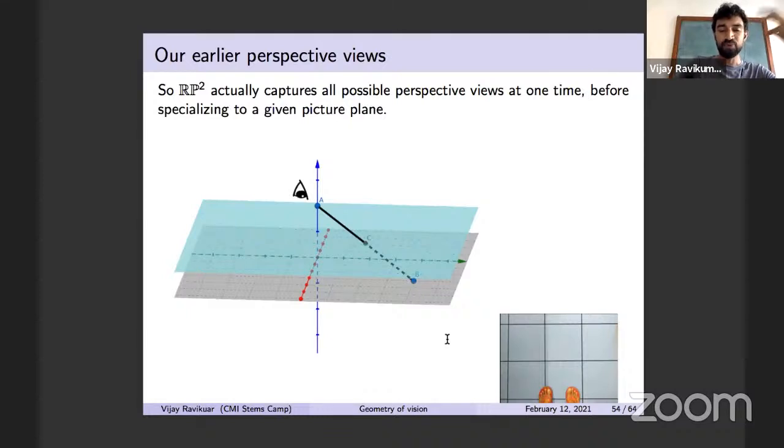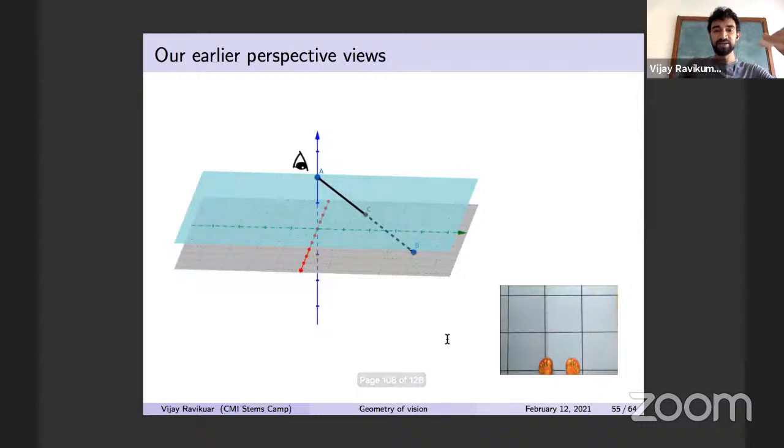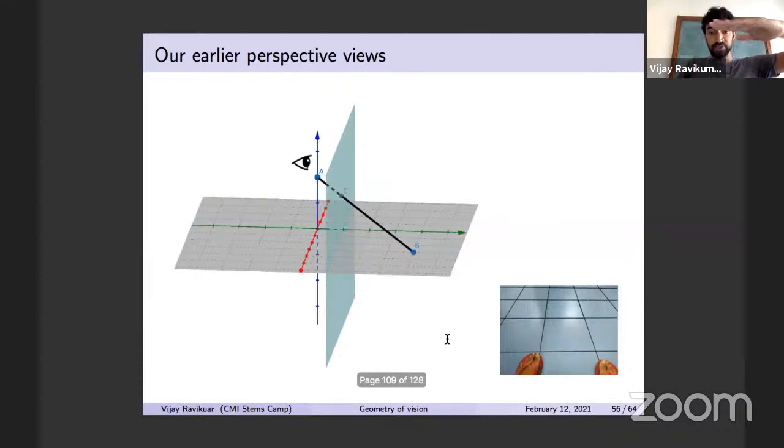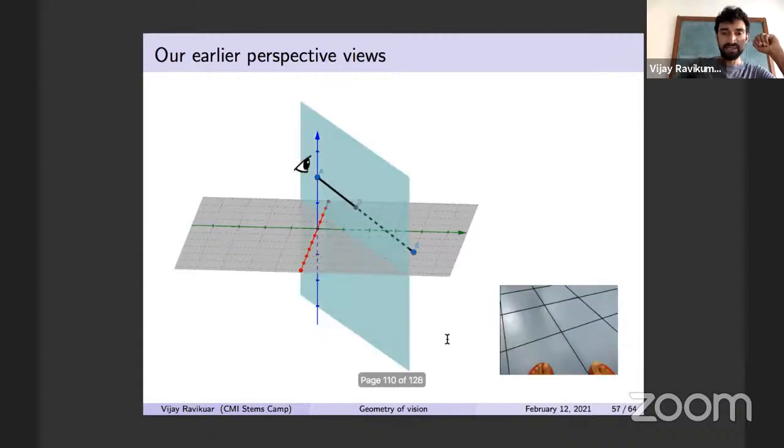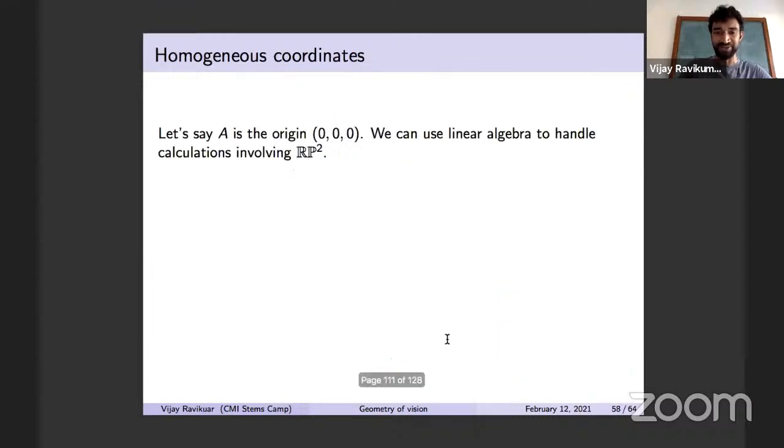And in a way, RP2 is really capturing all the possible perspective views at once, without specializing to a given picture plane. So, our earlier perspective views, the first one, you could imagine the picture plane being horizontal. The second one, where we looked up a little bit, you could imagine the picture plane being vertical. And the third one, you could imagine the picture plane rotating a bit, so it's no longer parallel to any of those grid lines on the floor. So each of those perspective views is kind of a specialization of that whole projective space to a given picture plane. But projective space itself is capturing all that information at once. That's the really cool thing.